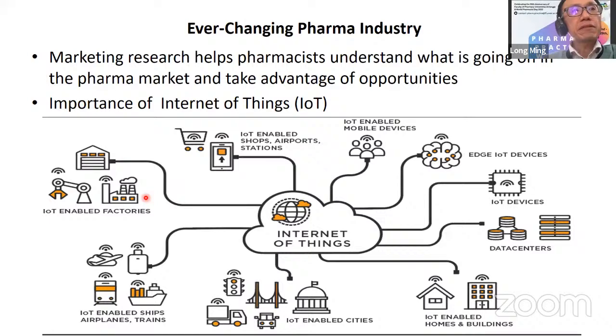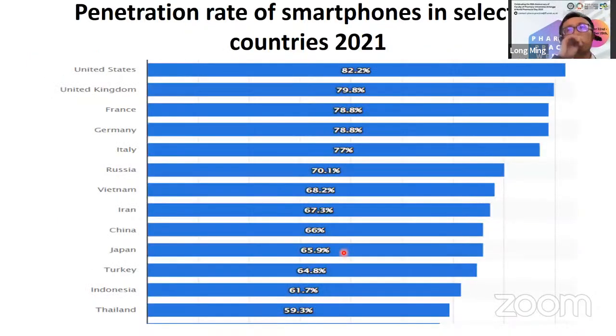There are different areas of IoT. For example, IoT-enabled shops, airports, different devices. One of the easiest and most significant examples will be the use of your mobile phone.